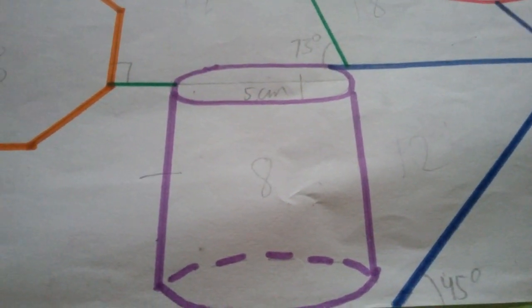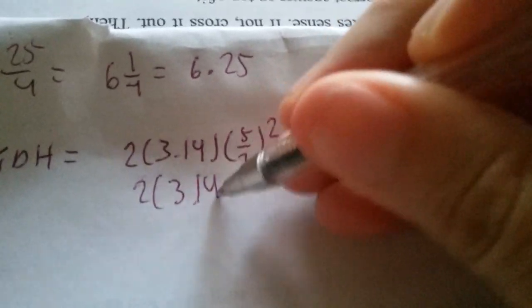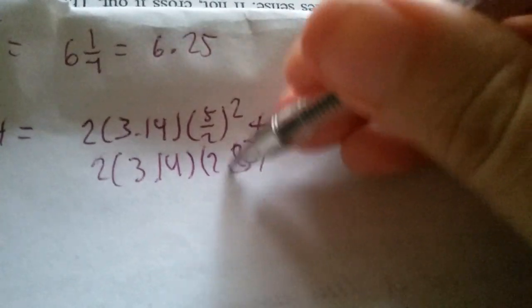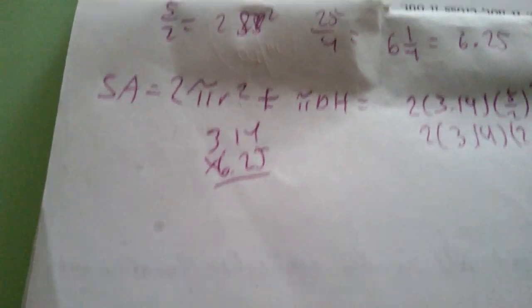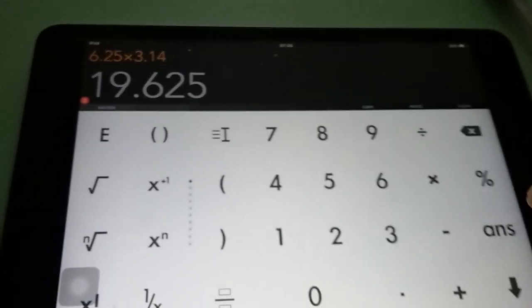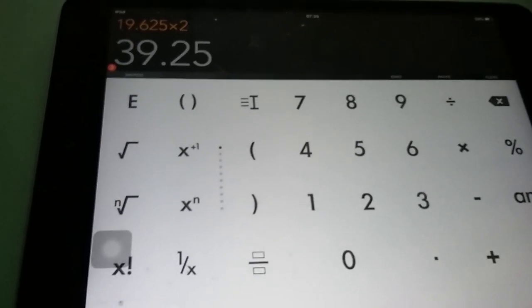So that would become like this. Our formula should look like something like this. Once we simplify things out, it will look like this. So therefore, it's 2 times 3.14 times 2.5 squared. 2.5 squared is 6.25. So therefore, we have 3.14 times 6.25. Let's just do it on a calculator so it's faster. So we have 6.25, multiply that by 3.14, we should get 19.625. Then multiply that by 2, so we should get 39.25.